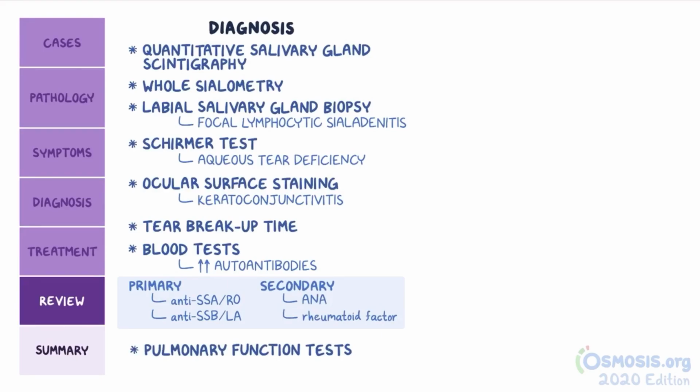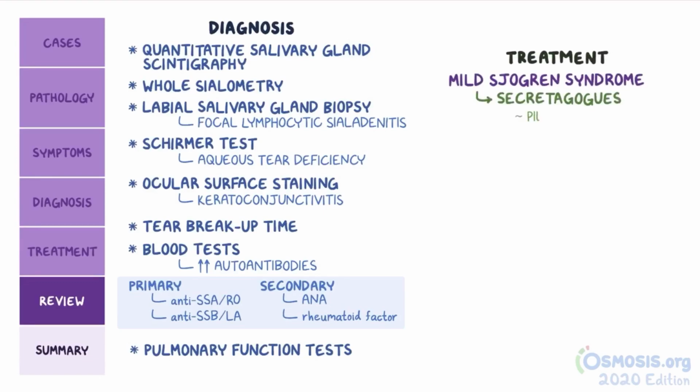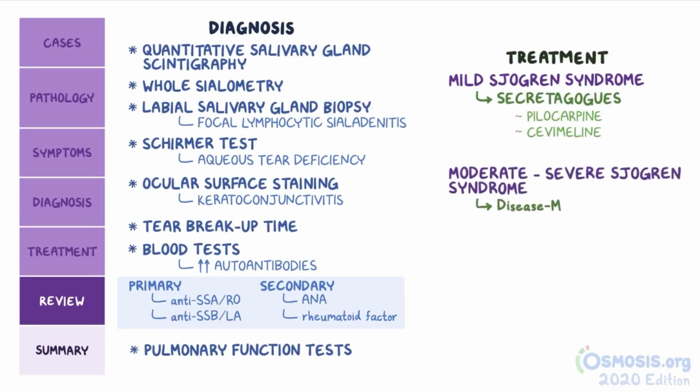Individuals with mild Sjogren's syndrome can be treated with secretagogues such as pilocarpine and cevimeline. Moderate to severe Sjogren's syndrome requires disease-modifying anti-rheumatic drugs, or DMARDs.